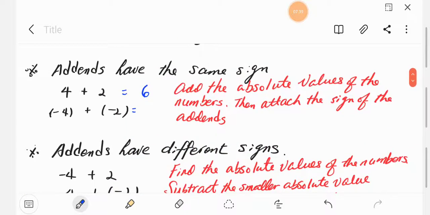So for this example, what's the absolute value of negative 4? That is 4, right? And the absolute value of negative 2 is 2. So add the absolute values of the numbers. I'm going to add 4 and 2, which is 6, right? So the answer will be 6, but not yet. Then attach the sign of the addend. The sign of the addend is negative, so put the negative sign. So that is how we add numbers with the same sign. Can you see it?